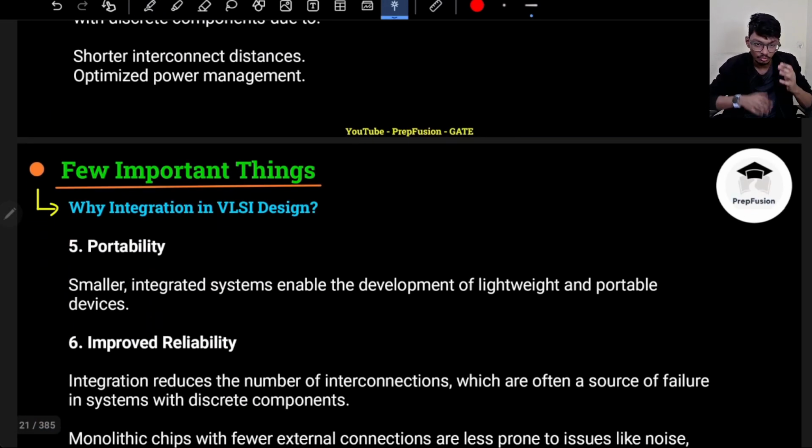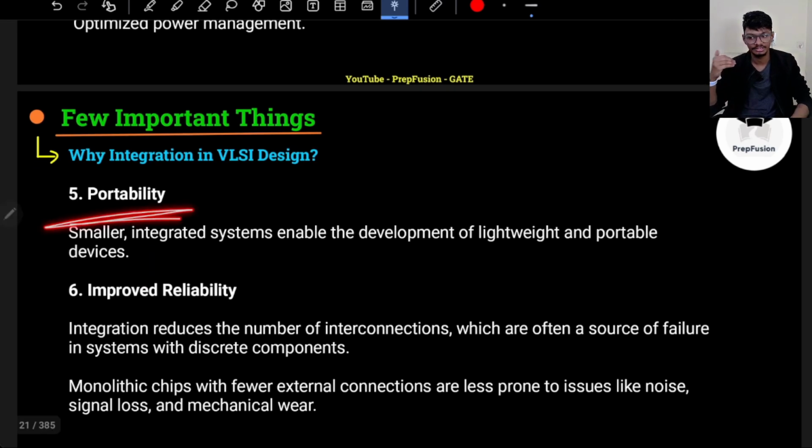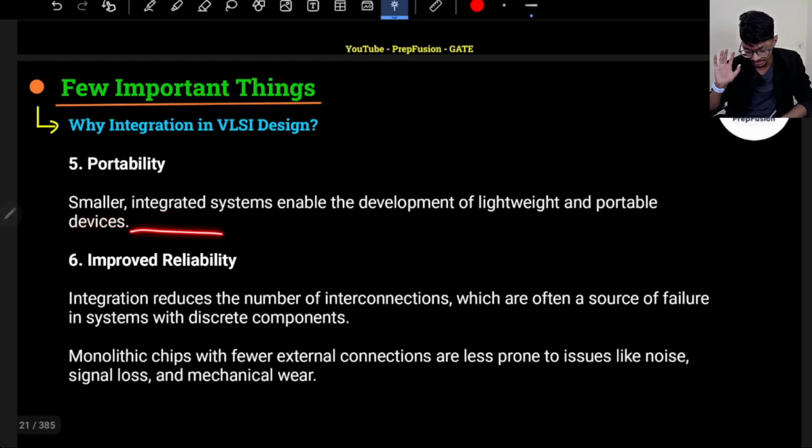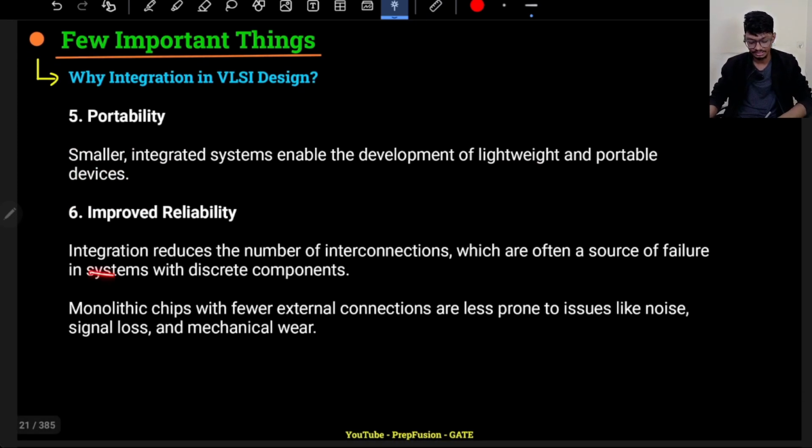Okay, and portability. The smaller the device is, the easier I can take that device to some other place. That's why the term portability is here. Next, smaller integrated systems enable the development of lightweight and portable devices. Improved reliability: integration reduces the number of interconnections to the outside source. If there is a failure in the outside source, then the reliability will be reduced. But as the number of interconnections has been reduced, because multiple chips will be inside the same structure only, it will be more and more reliable.